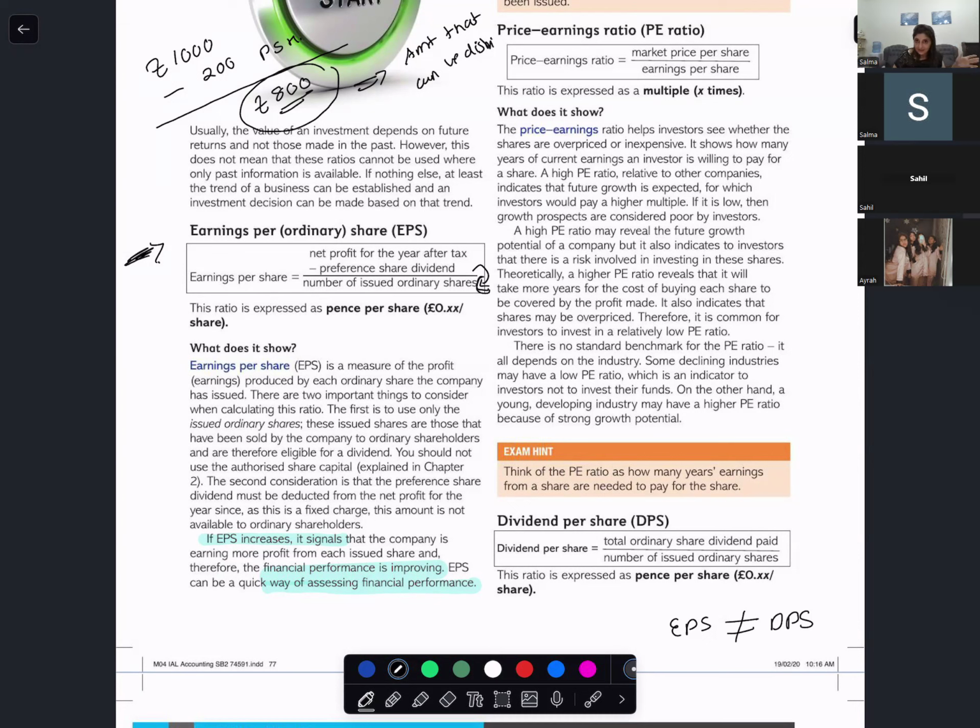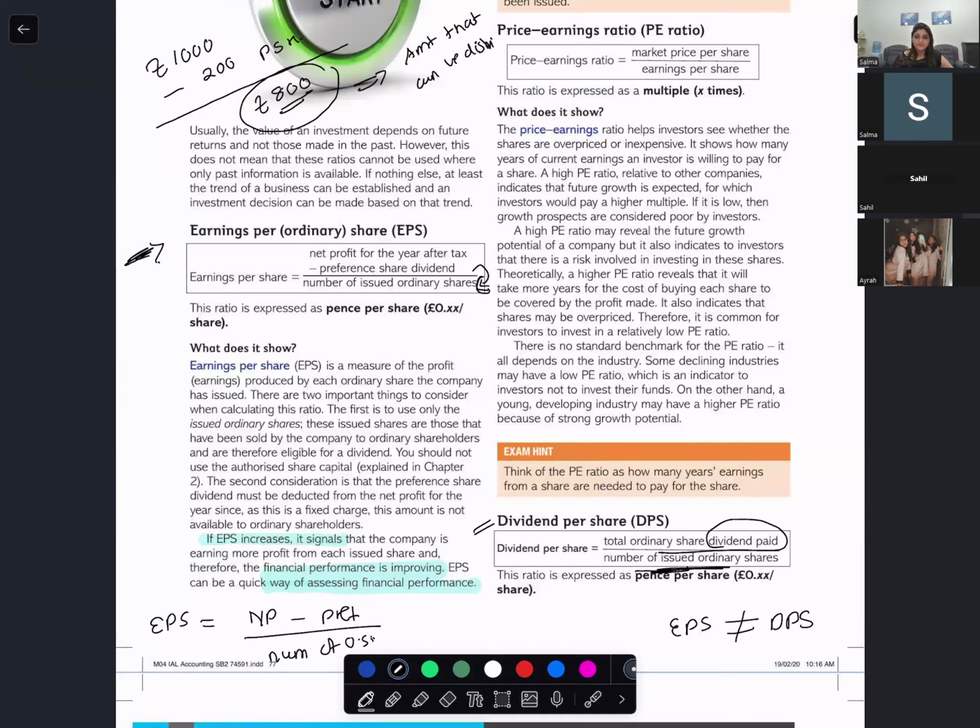So the formula for earnings per share is how much? What is the formula for EPS? It's net profit after tax minus the preference dividend, divided by the number of ordinary shares issued. But when I talk about dividend per share, what would be the formula for it? Total ordinary dividend paid divided by the ordinary shares issued.